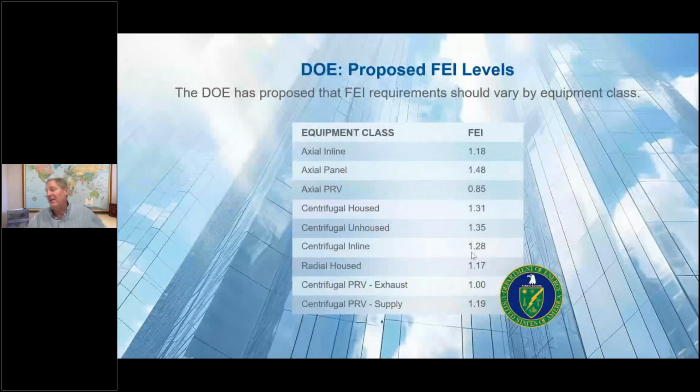Here are the different equipment classes that the DOE is proposing. Again, you can see it's proposing minimum FEI levels based on the type of fan. This is still just in the proposal stage. DOE has not published a final rule on this yet. We've been expecting it all summer. It hasn't happened. Now with the presidential race heating up, I'm starting to lose hope that the Biden administration is going to get this done either. But we'll see. Time will tell.